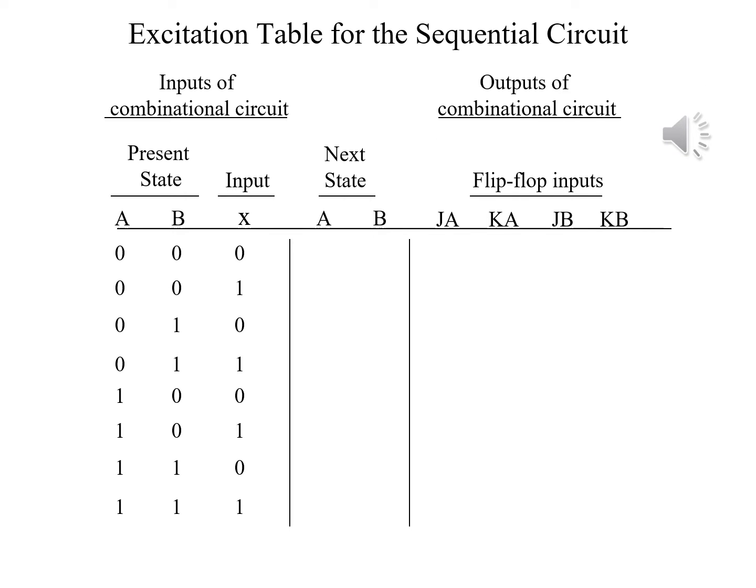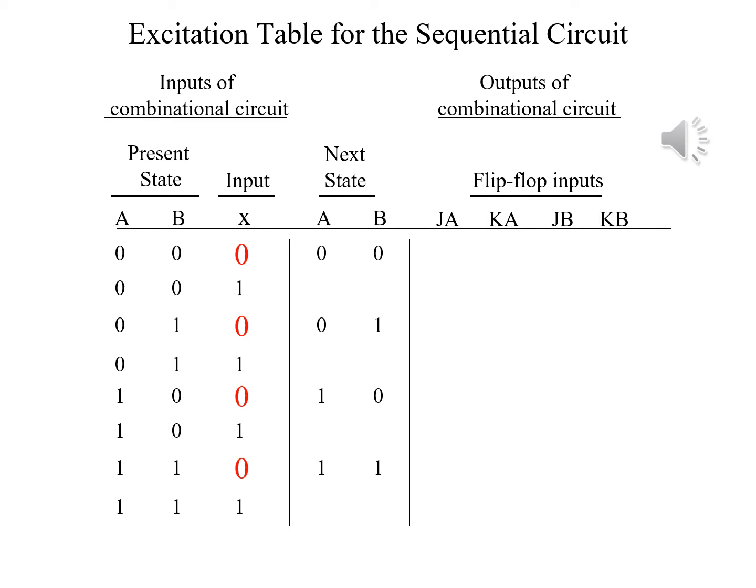We now will start putting together the excitation table. We'll have the present state and the external input together. These are, in effect, the inputs that we have, and you'll see all 8 minterms. The first thing that we need to do is to determine what the next state is for each of these minterms.